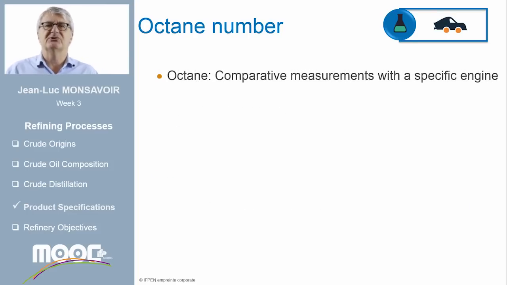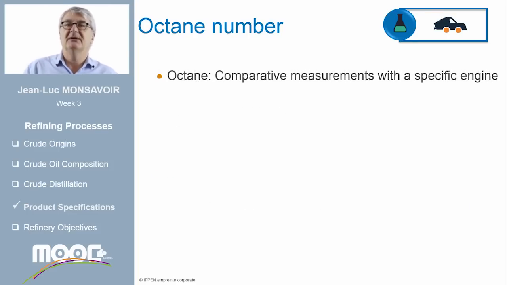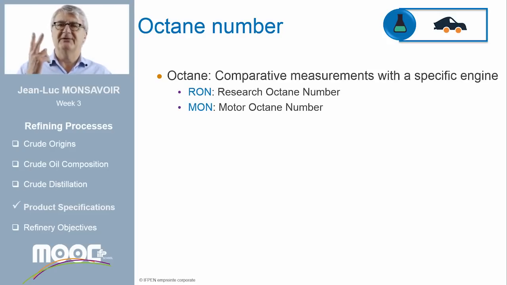The specification which controls and limits the knock phenomenon is called the octane number. Octane is a comparative measurement carried out in the lab with a specific engine. There are 2 methods, one for RON, research octane number, one for MON, motor octane number. The principle is the same with the same engine, only the engine setup changes in terms of specification. Both RON and MON can be required, as in Europe. RON is always higher than MON.